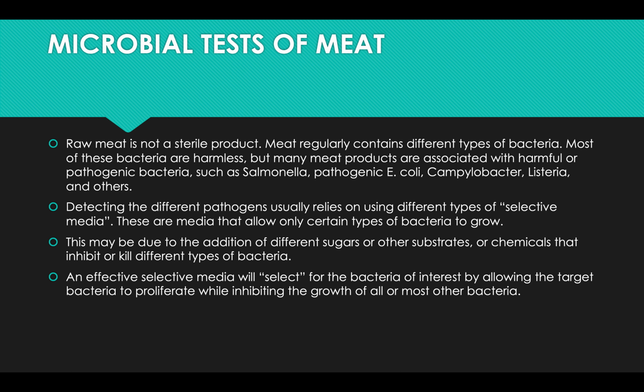Detecting the different pathogens usually relies on using different types of selective media. These are the media that allow only certain types of bacteria to grow. This may be due to the addition of different sugars or other substrates or chemicals that inhibit or kill different types of bacteria. An effective selective media will select for the bacteria of interest by allowing the target bacteria to proliferate while inhibiting the growth of all or most of the other bacteria.